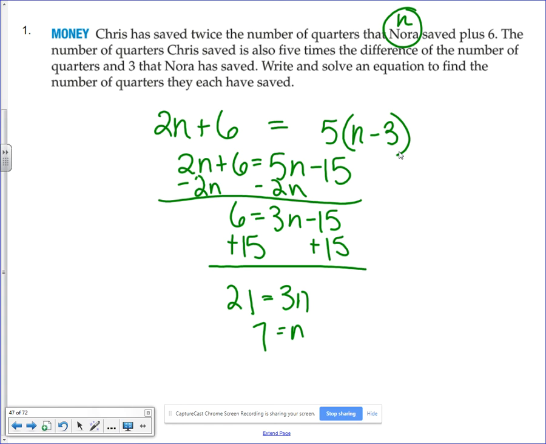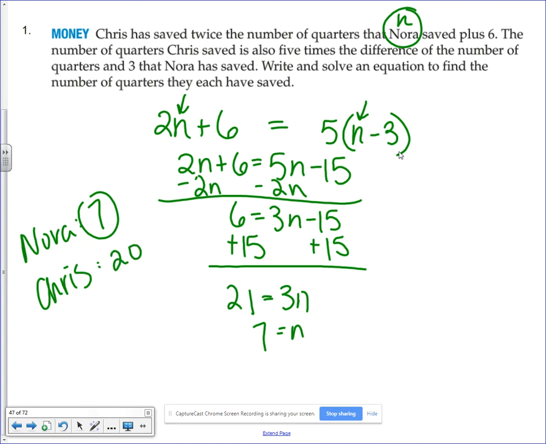So I have that n is 7. Now we have to make sure we go back and answer the question that they each have saved. So Nora has saved 7. Chris, we're going to have to go back, take the 7, and put it in for either that n or that n. It really doesn't matter. 2 times 7 is 14, plus 6 is 20. So that will be Chris's number.